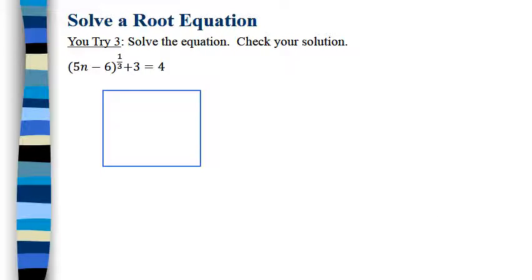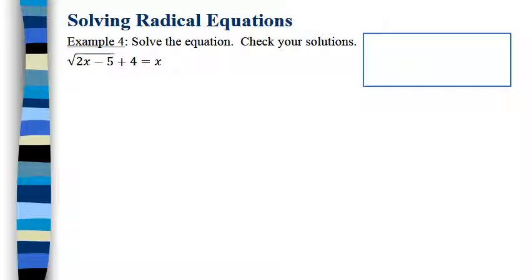Welcome back. Here's your answer. And let's try another problem. Okay, so let's try this one. Same thing. We want to get the radical by itself. So we're going to go ahead and start off by subtracting 4. And so now we have the square root of 2x minus 5 equals x minus 4. And so to eliminate the radical, just like we did before, we are going to go ahead and square both sides.